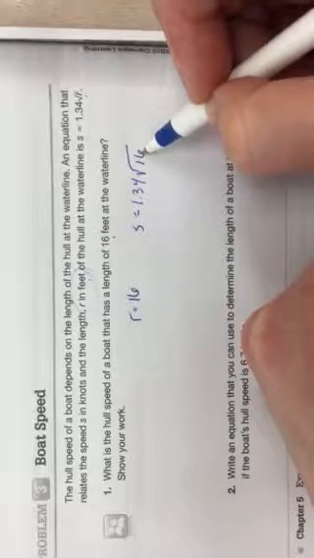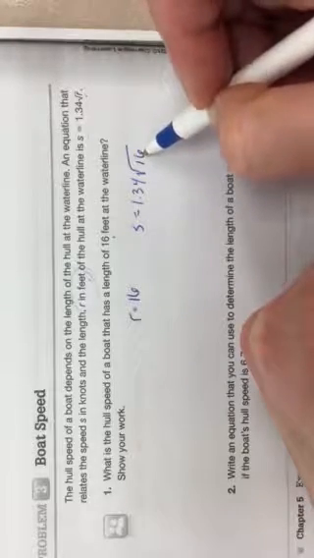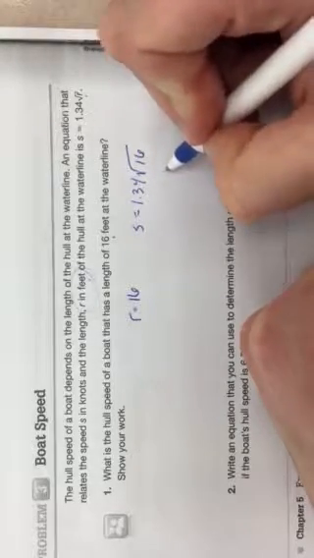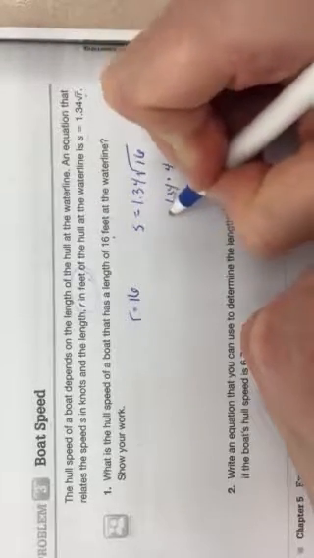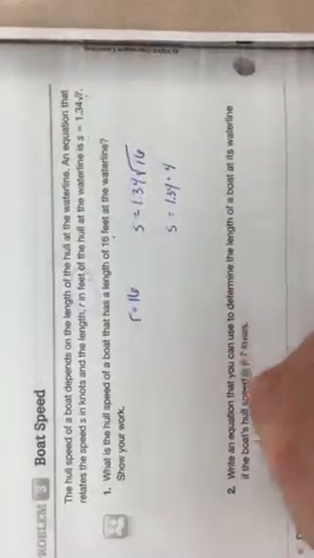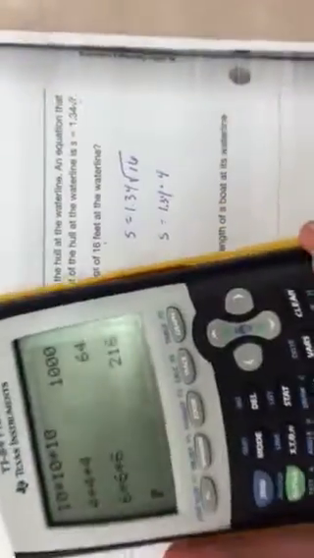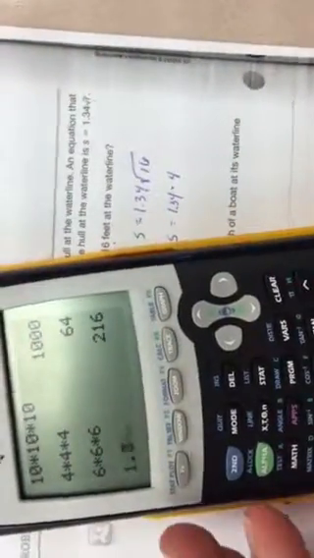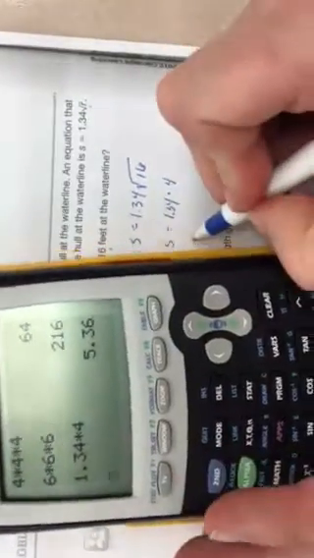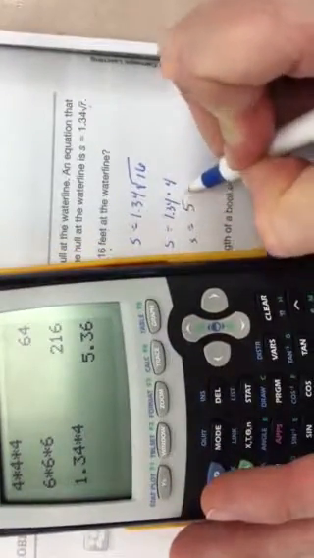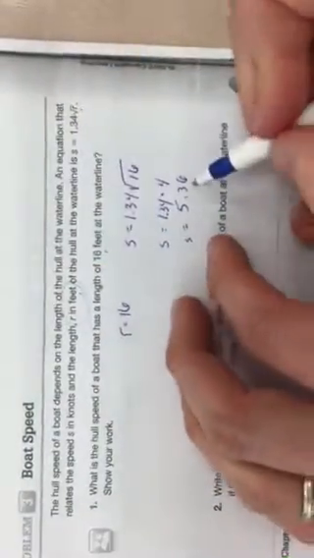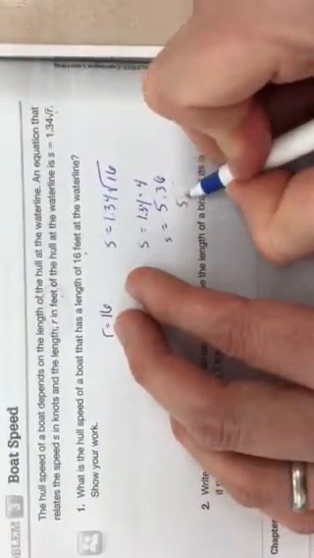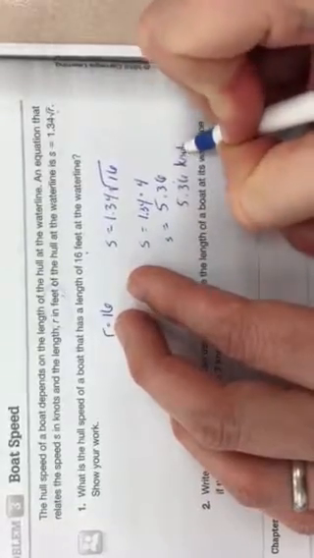And now it's just a matter of working out order of operations. Square root of 16, what number times itself gives me 16? 4. So square root of 16 is 4, and we rewrite everything else the same. And then just use our calculators to do 1.34 times 4. So S equals 5.36, and we need to interpret that in terms of the problem. What's the hull speed? The hull speed is 5.36 knots, right?